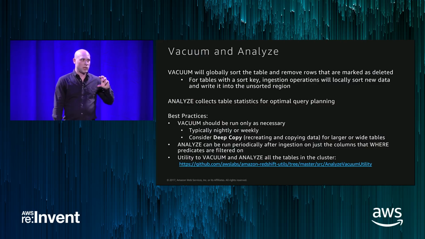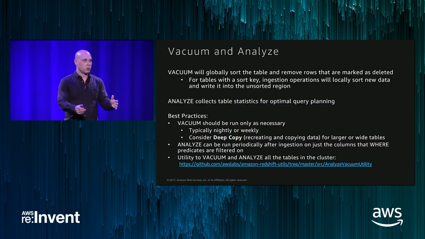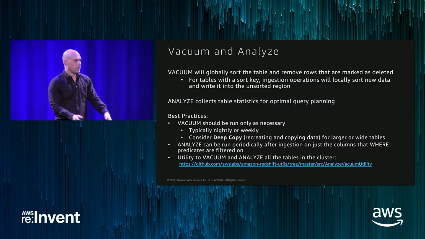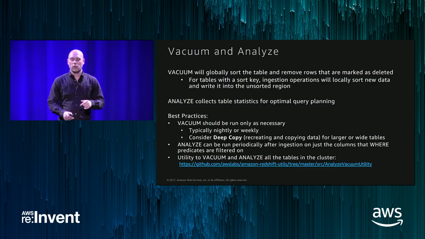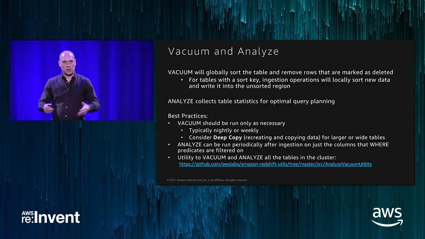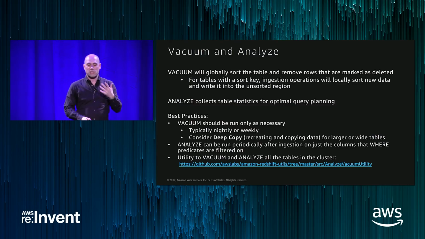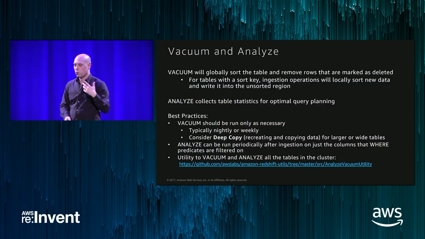So when a copy or any insert select statement for that matter executes in Redshift and that batch of new rows comes in, we will sort that batch of incoming rows locally to that batch, and it's written to the end of the table. But that doesn't mean the table is globally sorted. So that's when vacuum needs to run. That's also why sometimes customers will say that their tables are unsorted.